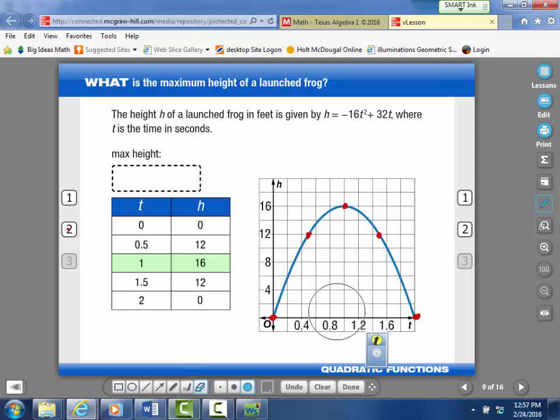Okay, and you can see very clearly. All right, so what is our maximum height if we were trying to answer the question? Well, right here at 16, right? Okay, so let's bring that down to a reasonable size. So our maximum height is going to be at 16 feet, which is also our vertex.